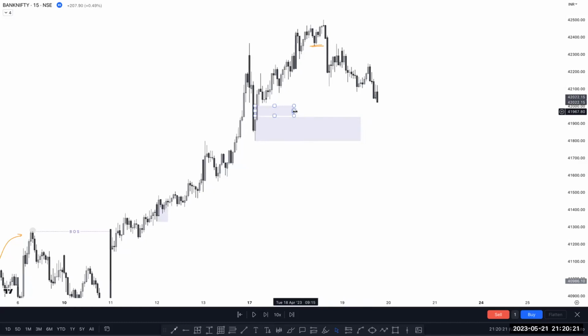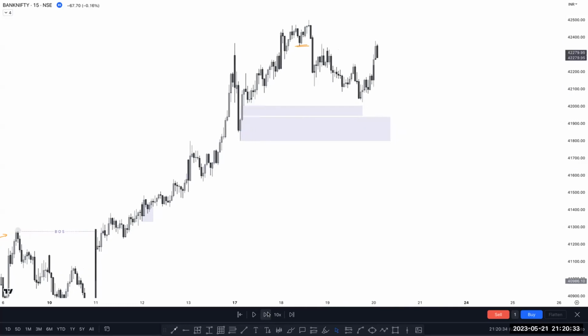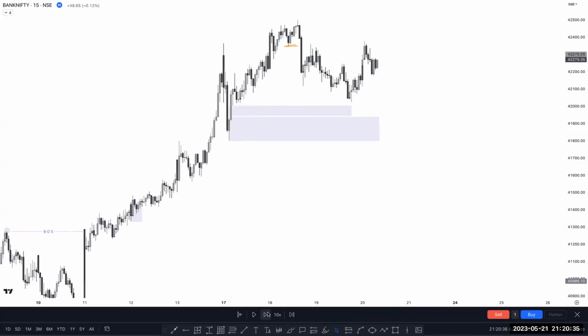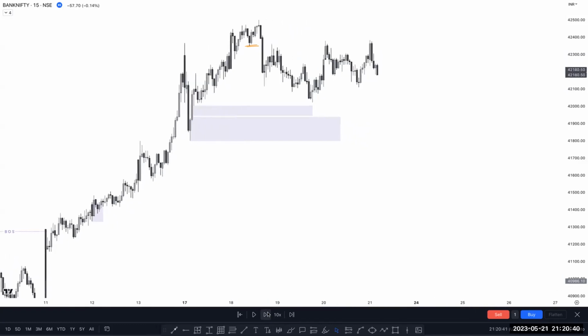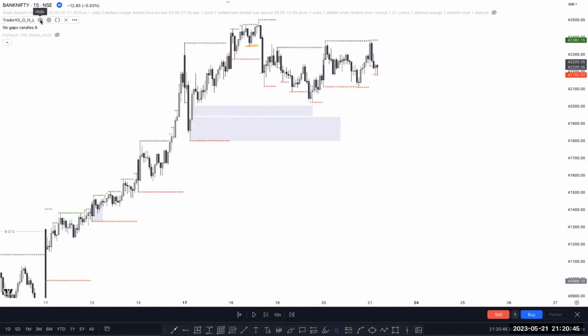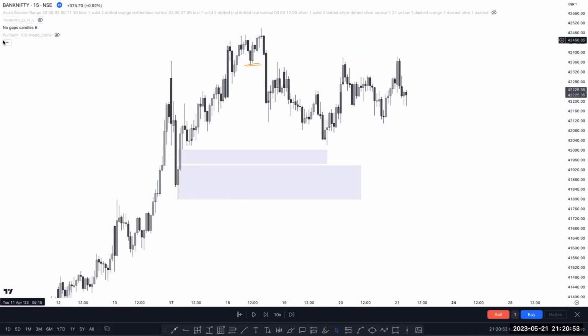All right, this is your FVZ and this is your order block here, right? So let's see what happened next after this one. Now you have to check here the previous day, the high is broken here.